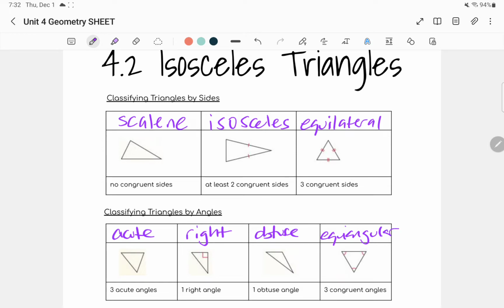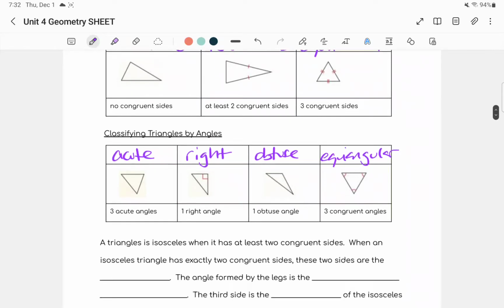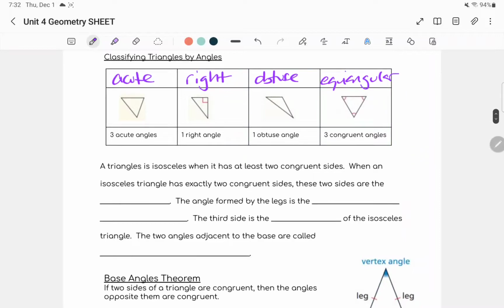All right, so now that we've classified them, let's look at just a specific type, which is isosceles. A triangle is isosceles when it has at least two congruent sides. When an isosceles triangle has exactly two congruent sides, these two sides are the legs. The angle formed by the legs is the vertex angle.